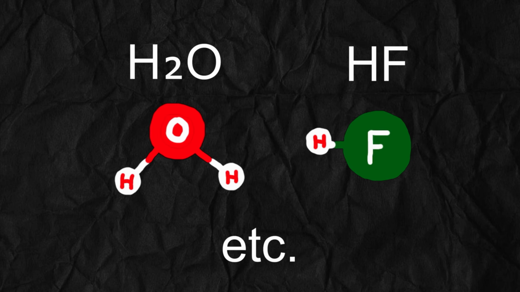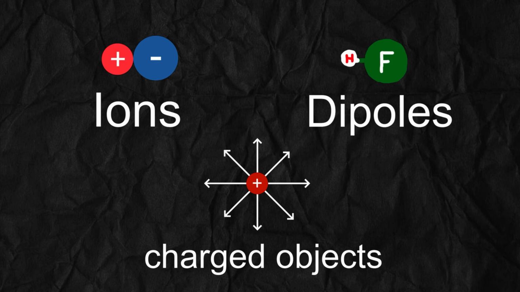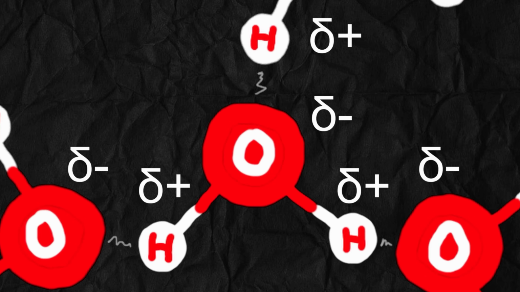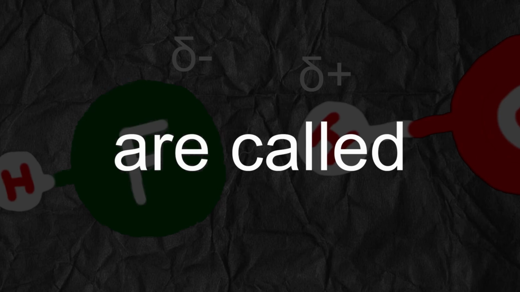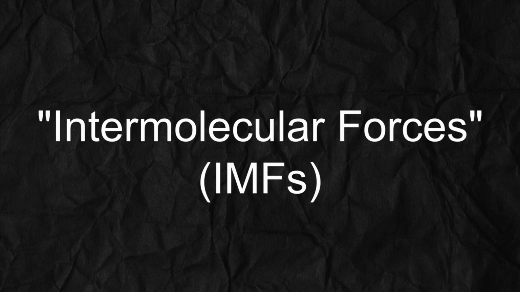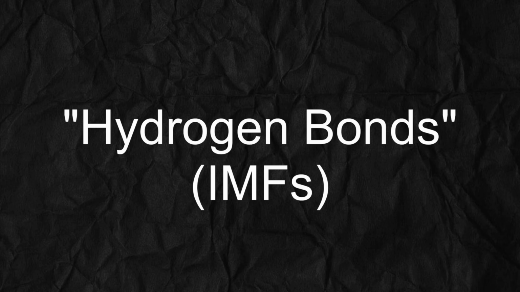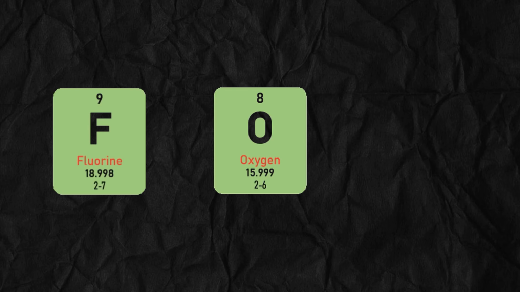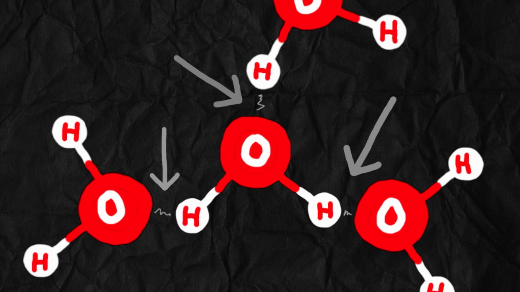All permanent dipole molecules can interact with each other, and really with anything that has a charge. As a result, the molecules will tug on each other and arrange themselves in a way that oppositely charged ends are next to each other. The forces acting between them are called Intermolecular Forces, or IMFs. A specific example is hydrogen bonds, where hydrogen bonds to something very electronegative like fluorine, oxygen, or nitrogen, creating strong dipoles that tug on each other.